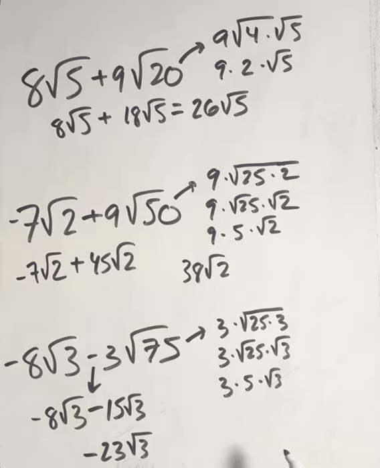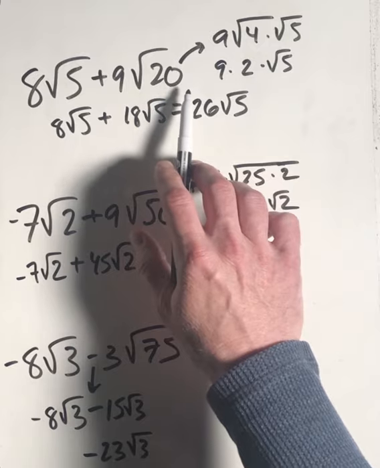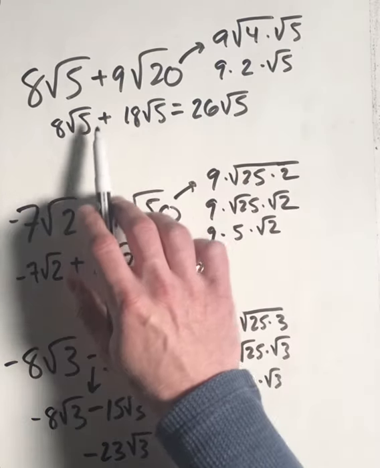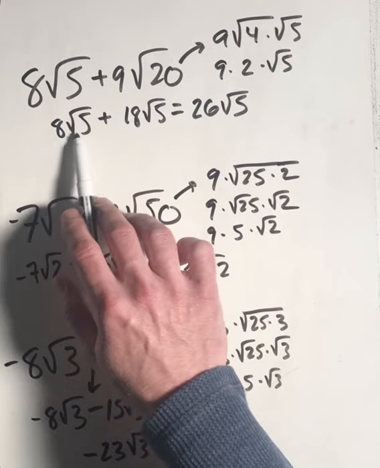All right, so with each of these, that's the process. You want to break up the unsimplified radical into its simplified form, and the radicand in the other term is usually a good indicator of what the common term is going to be.